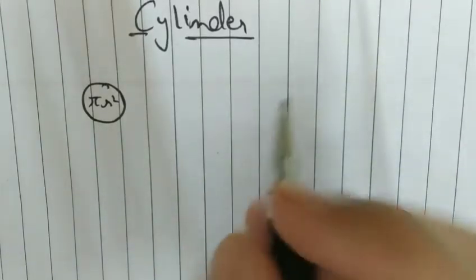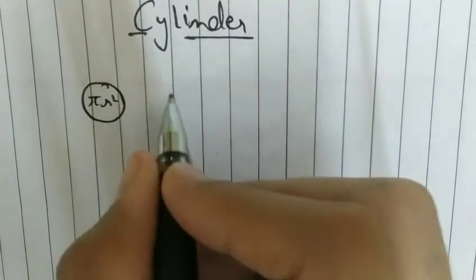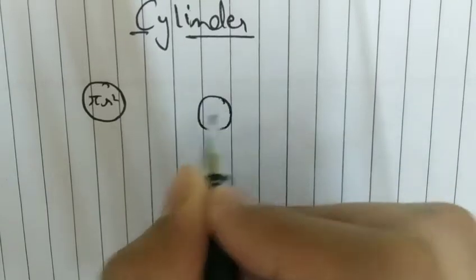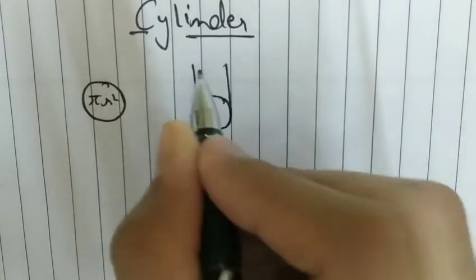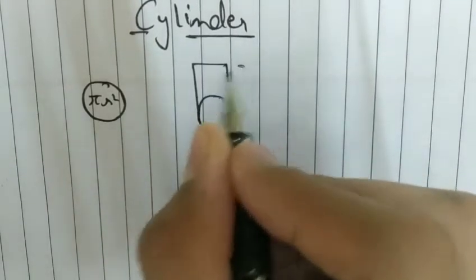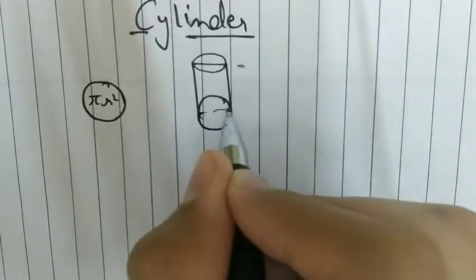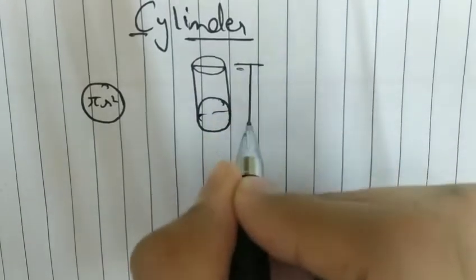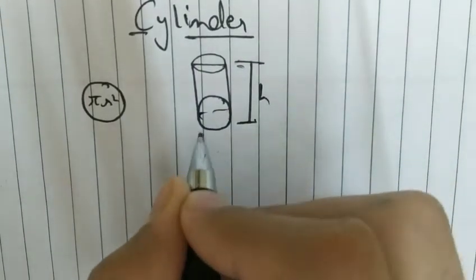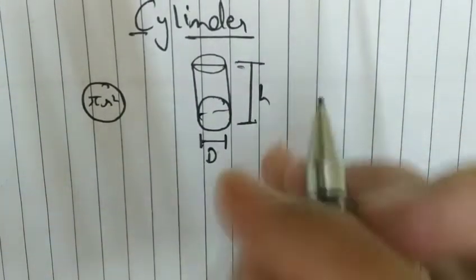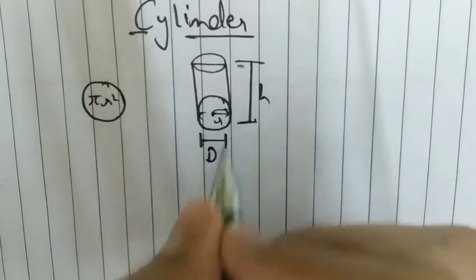So as you can see in the picture given, there is a circle and it is stretched up to the height edge. So it becomes a cylinder with height h and d is diameter, or we can say r is radius. So how to find the area of it?